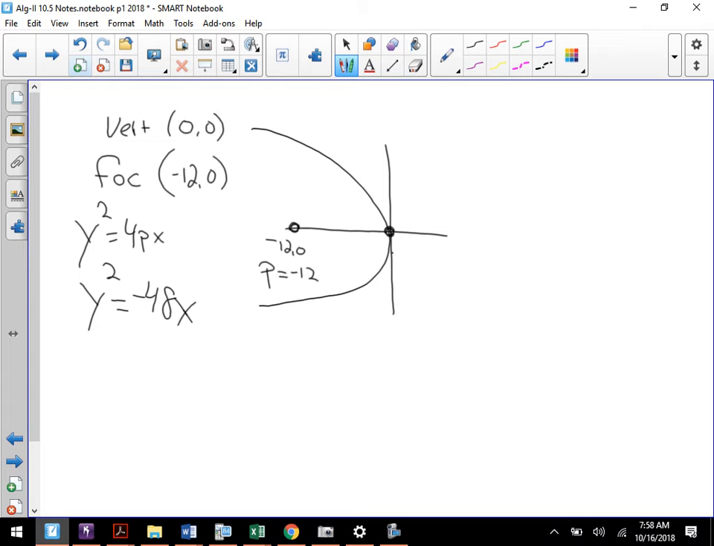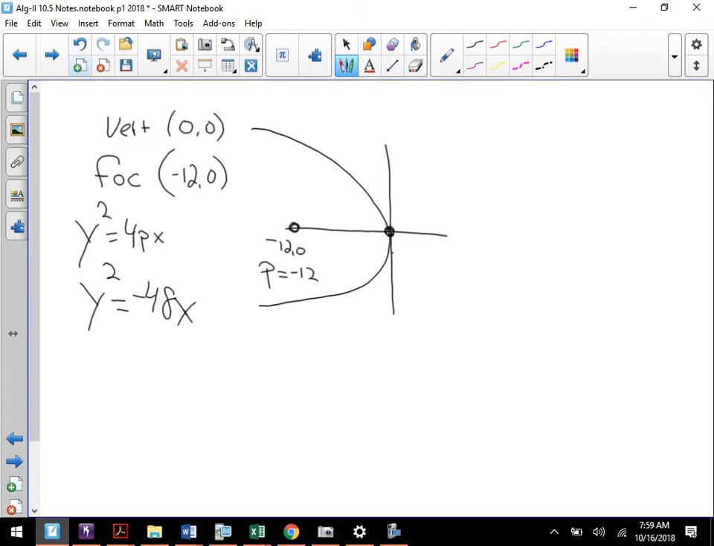They're real quick when you start thinking about it. The idea is that you're opening towards your focus. Okay. What's the difference between opening toward when you have a focus or a directrix? If you're given a directrix, which way do you open? The opposite way. Very good. Because the directrix is always located behind your vertex, no matter what.